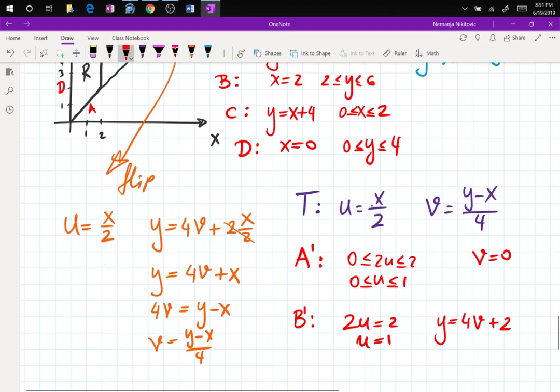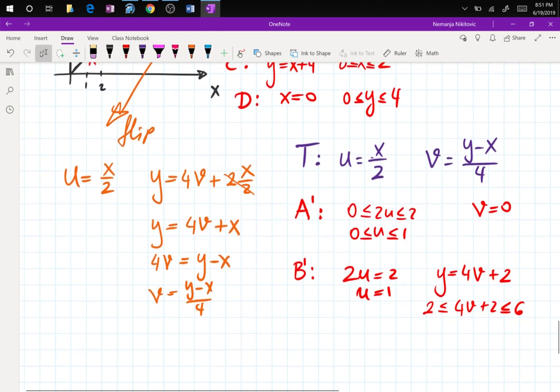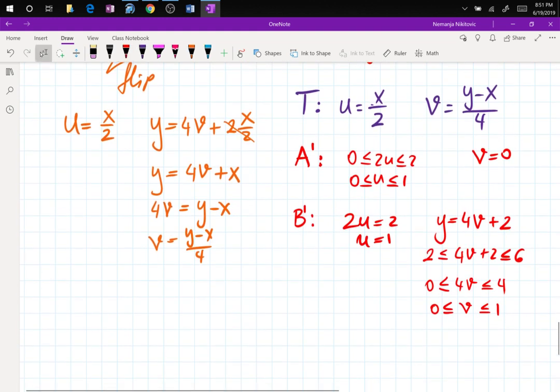And y goes from 2 to 6, so this is 2 less than or equal to 4v plus 2 less than 6. Divide everywhere by 2. No, subtract 2 everywhere, sorry. Subtract 2 everywhere. 0 less than 4v less than 4. Divide by 4, 0 less than v less than 1.